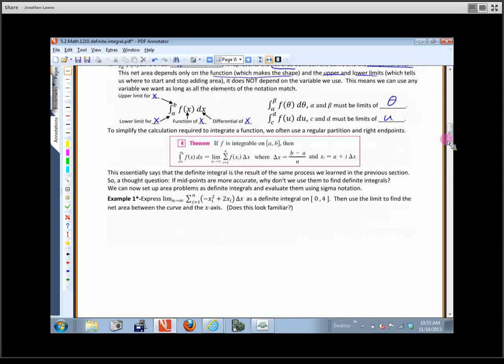Okay? All right. So we're usually going to use a regular partition, nice equal subintervals, and we're usually going to use right endpoints just because that makes it nice and convenient. So theorem 4 in the textbook says, hey, if you want to compute this, you're going to use this limit. Again, we've dealt with this before. There's our height, there's our width, and we're going to sum up these n rectangles. We're going to use a regular partition, and we're going to use right endpoints. Okay? Any questions?